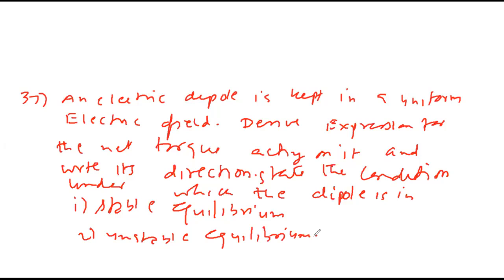What is the torque formula you will get? You will get P E sine theta. If the sense of rotation is clockwise, then it is negative; anti-clockwise, then positive. What is stable equilibrium? When the dipole moment P bar is in the direction of field, that is theta 0 degree, then stable. Theta is 180, then unstable equilibrium.